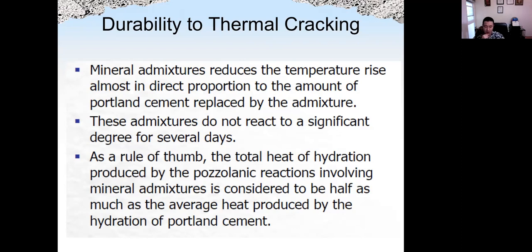Okay, so admixtures may not react to a significant degree for several days, and the heat of hydration will be much lower, about 50% less compared to the control mix.